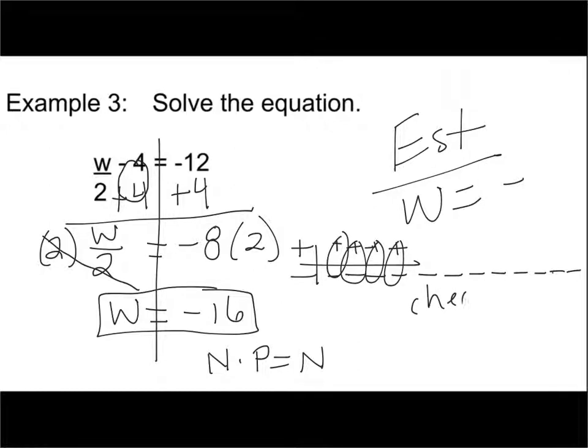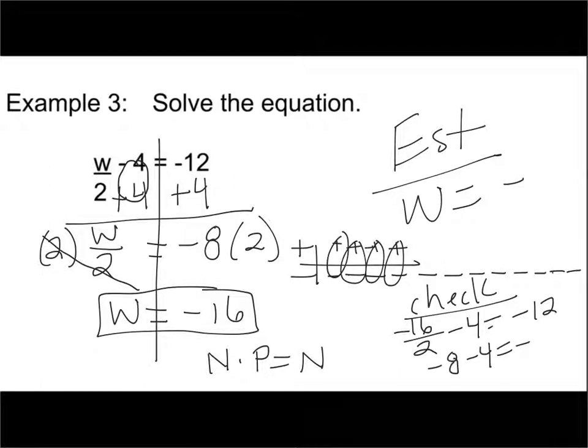Let's see if I can do it down here. So check. W is negative 16 divided by 2, subtract 4 equals negative 12. So 16 divided by 2 is equal to 8. That's going to be a negative 8 then, minus 4 is equal to negative 12. That negative 8 plus a negative 4 is equal to negative 12. And I'm out of room, but when you add two negatives together, you keep it negative, add to get a sum. And yep, we've got negative 12 equals negative 12, so our solution is good.